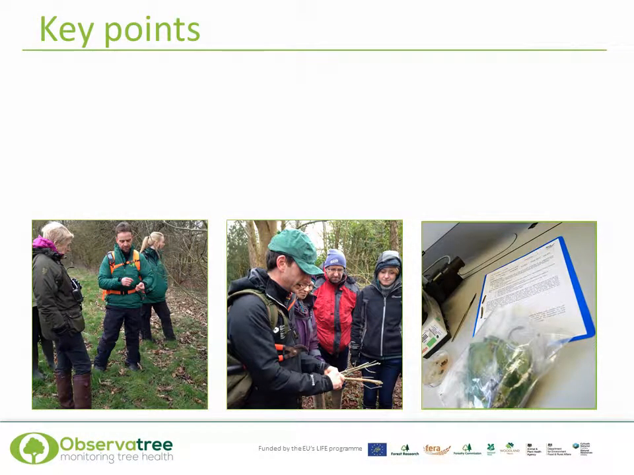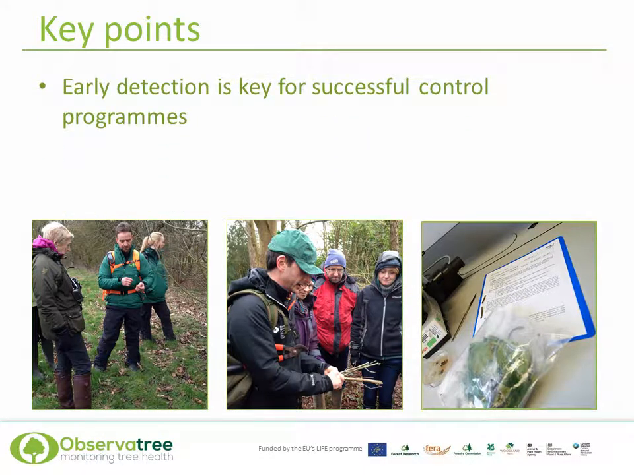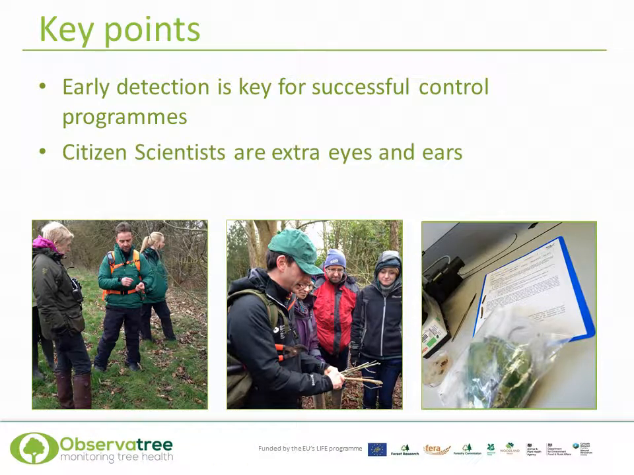So in summary, early detection of pests and diseases is key to effecting a successful control programme. And with over 3 million trees in the UK, citizen scientists submitting high quality reports will help us tree health professionals and plant health professionals by identifying new incidences of pests and diseases. But these reports need to be accurate, including high quality information and in focus photographs.